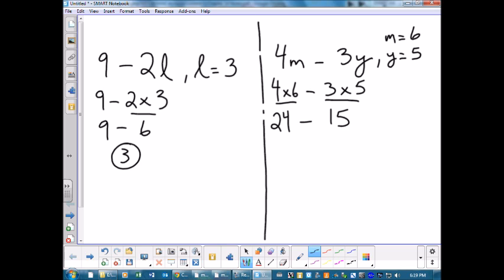Okay, so now you just subtract them. And you should get, I think it's 9, isn't it? You betcha. 9. So it doesn't matter how many variables. As long as you're told what these numbers are, you should be good to go. Right? And that is the end of 10.3. That's how that one works.